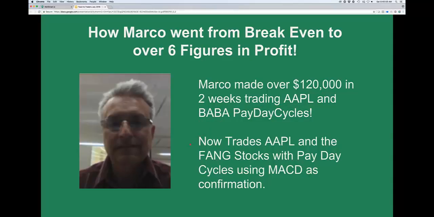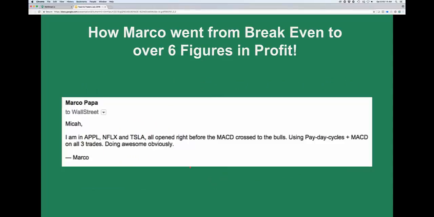Now he mostly trades Apple and the FANG stocks. He's made over 100 grand this year by itself trading Amazon, and he uses the MACD and the payday cycles for confirmation. I got this note from him a while ago. He says, I'm in Apple, Netflix, Tesla, all open right before the MACD crossed bullish using payday cycles, plus the MACD on all 3 trades. I'm doing awesome, obviously.